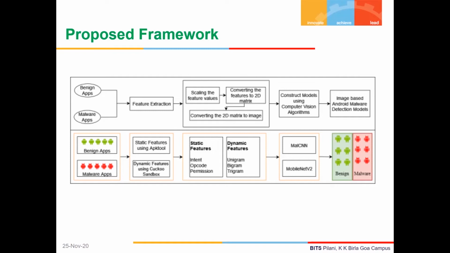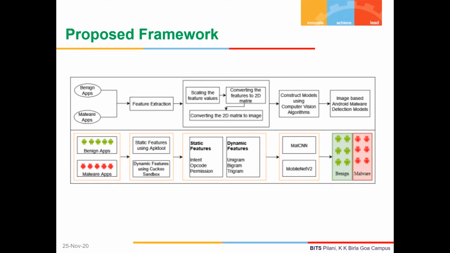The third step is converting feature vectors into images for classification. We rescale static features into images of size 32 by 32 and dynamic features into images of size 224 by 224. The fourth step is using different computer vision algorithms to construct an effective malware detection model. We built a custom CNN model called MalCNN for small images and use MobileNetV2 for large images.